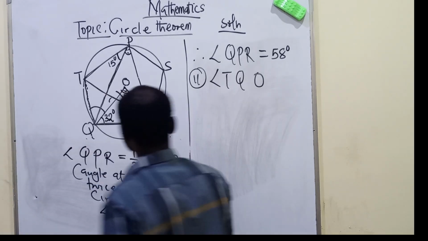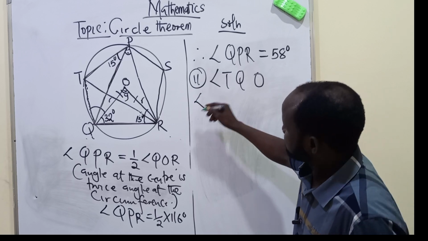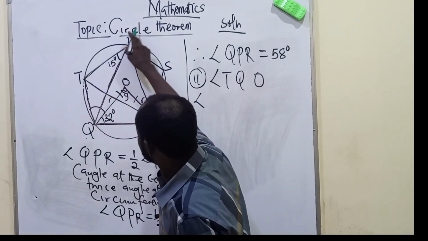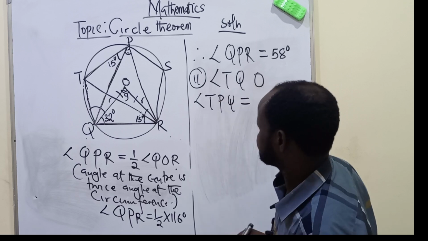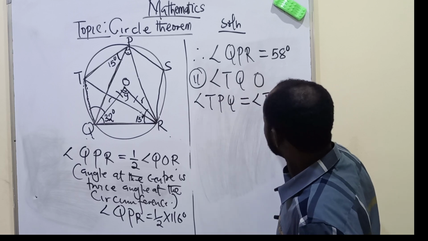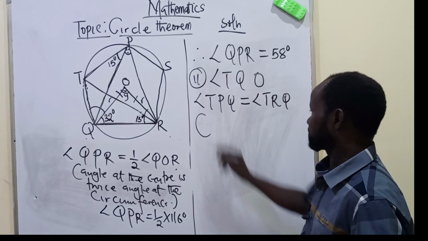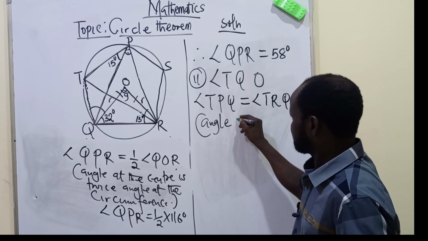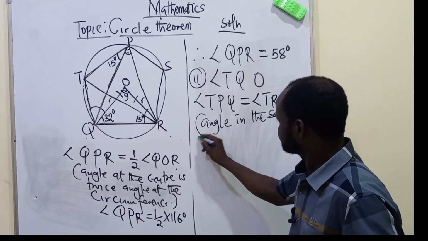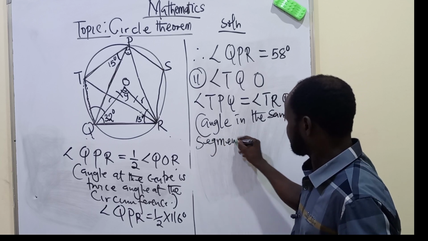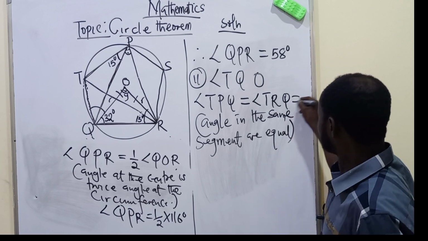So we can establish the fact that angle TPQ is the same as angle TRQ. Angles in the same segment are equal. So this is equal to 15 degrees.